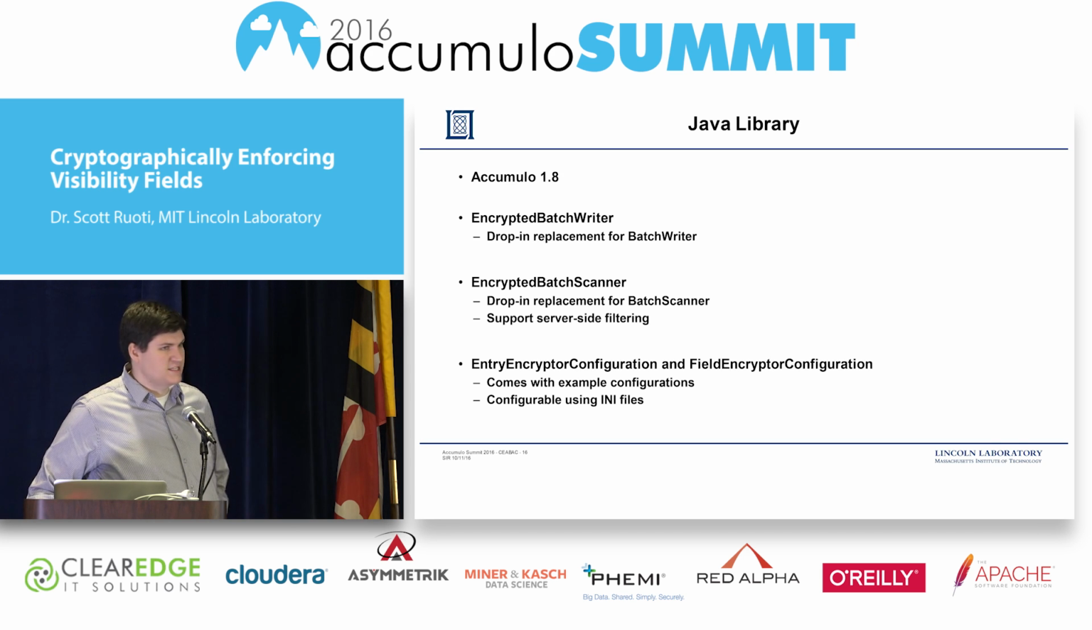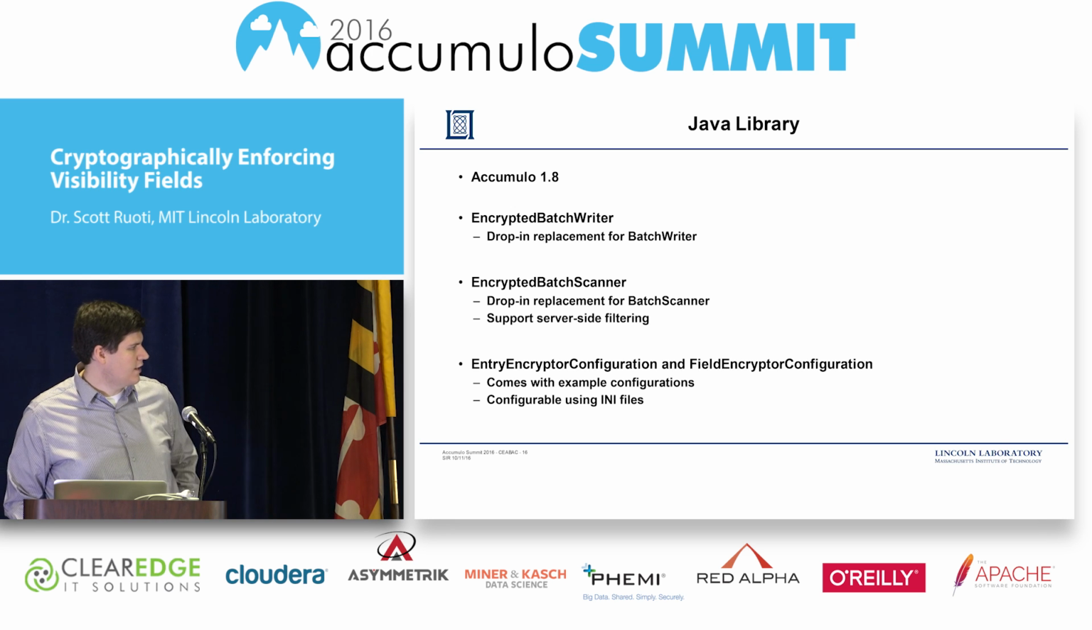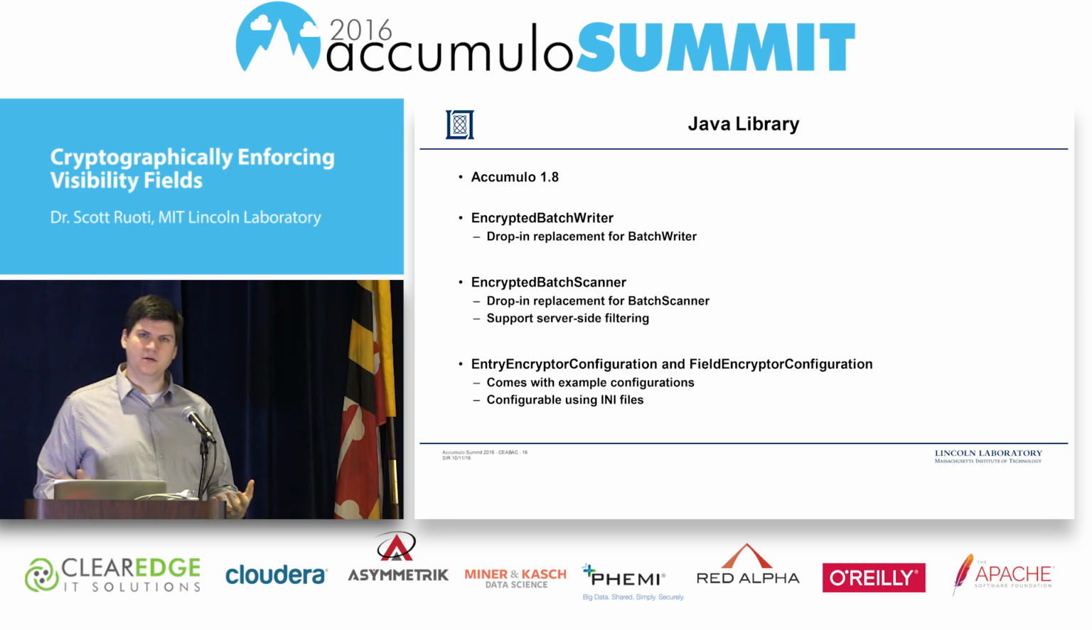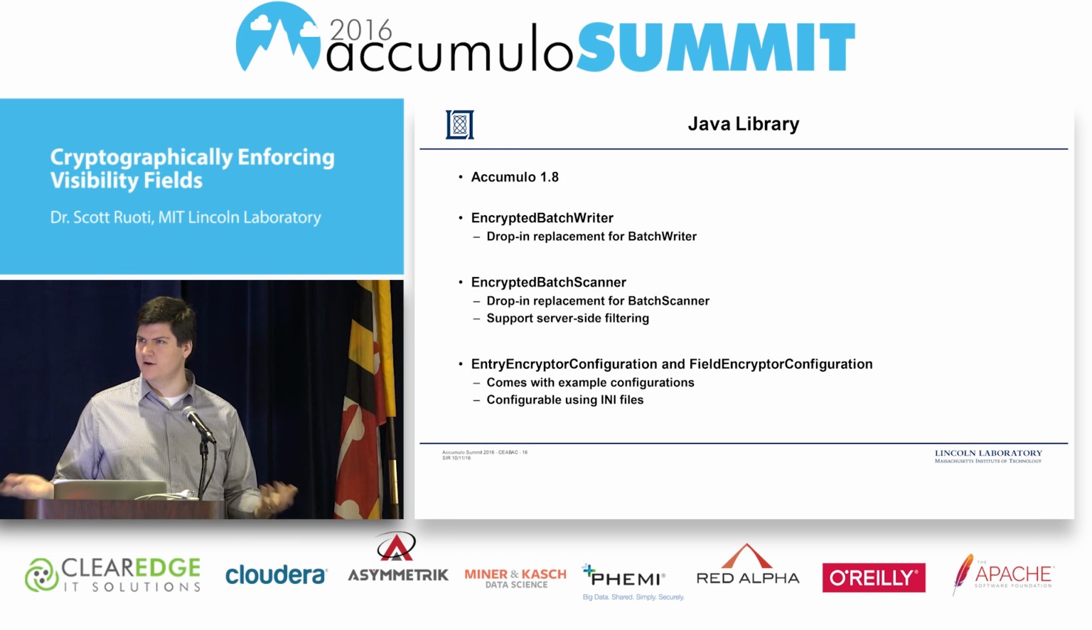Similarly, we have an encrypted batch scanner, once again just a drop-in replacement for a normal batch scanner. Because of encryption, entries might be out of order, and that's what batch scanners guarantee, is that you'll get the entries, but they might not be in order.